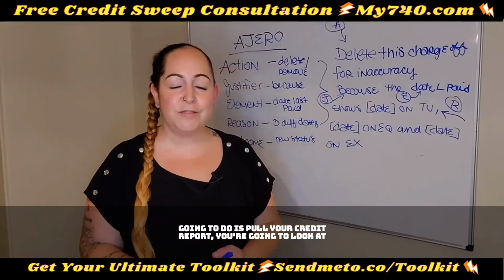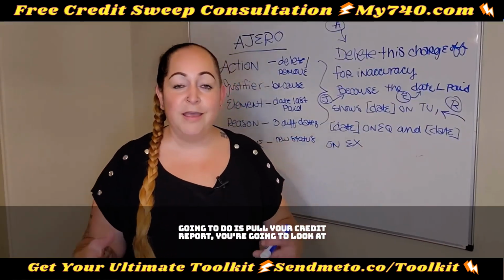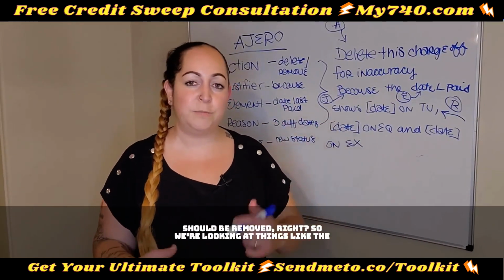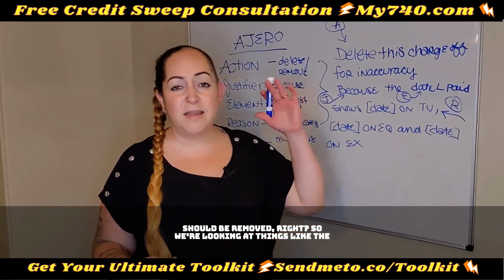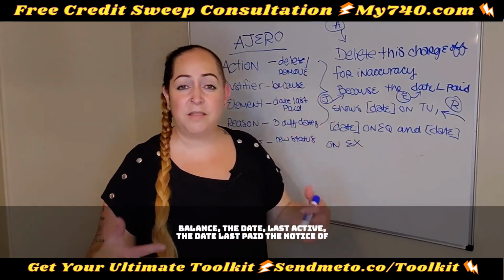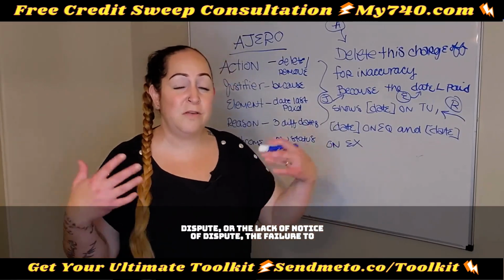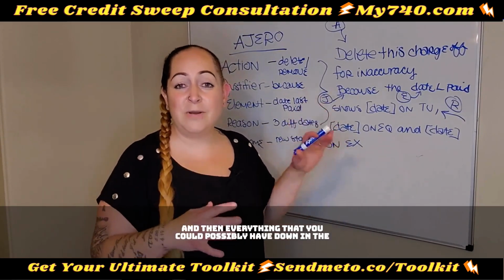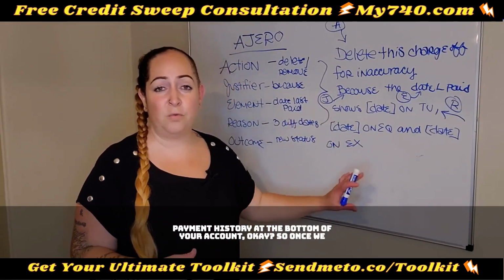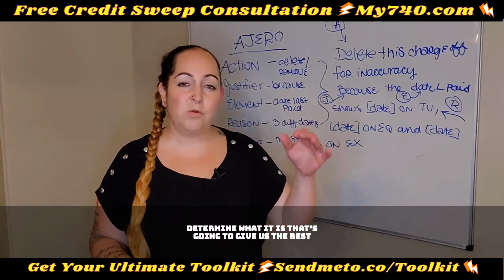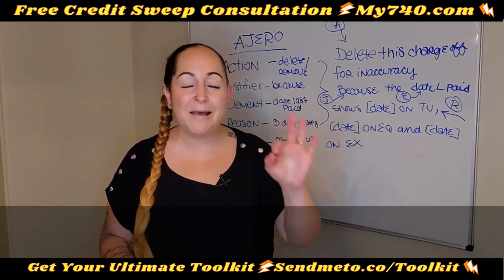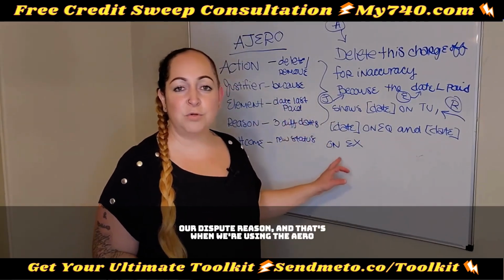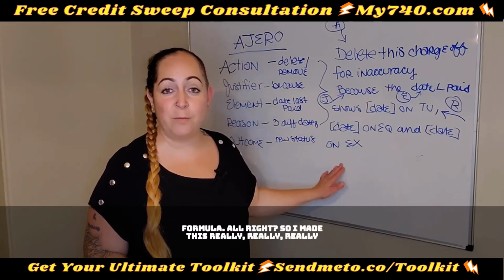So basically, all you're going to do is pull your credit report, you're going to look at your account, and you're going to determine why the account should be removed, right? So we're looking at things like the balance, the date last active, the date last paid, the notice of dispute, or the lack of notice of dispute, the failure to change the date last reported, so on and so forth, right? And then everything that you could possibly have down in the payment history at the bottom of your account, okay? So once we determine what it is that's going to give us the best possible chance to remove that account, we're going to write our dispute reason. And that's when we're using the AJERO formula, all right?